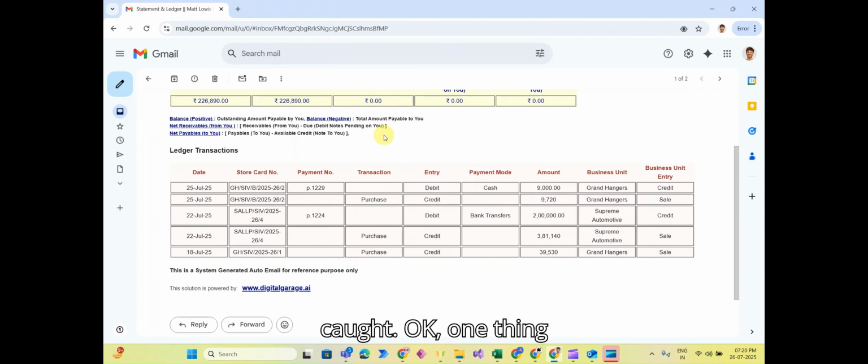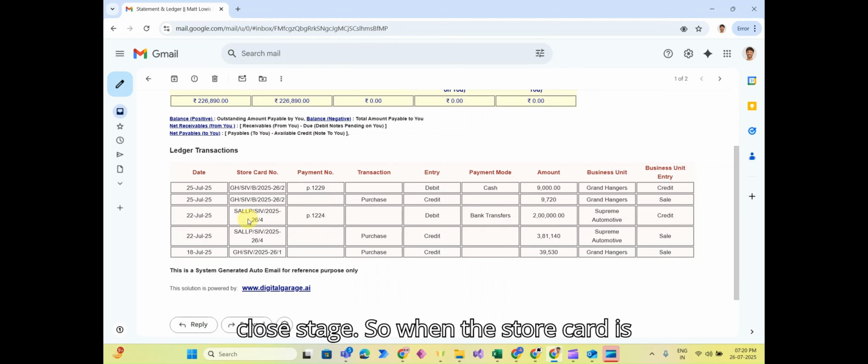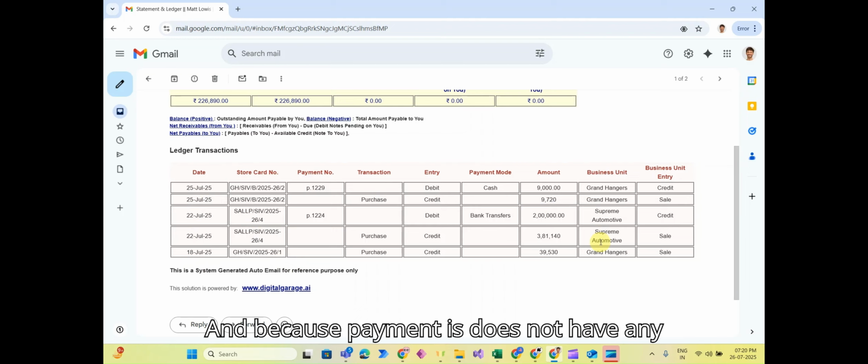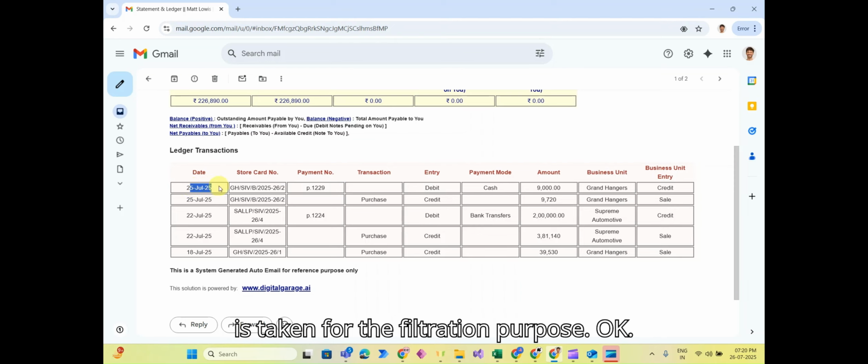One thing which is very, very important: the store card transactions are filtered based upon whether the store card is in the closed stage. When the store card is in the closed stage, only those transactions will appear here. And because payment does not have any status, I mean state code, any payment created on whatever date appears here. For store card, only the closed status and the date on which that store card is closed is taken for the filtration purpose.